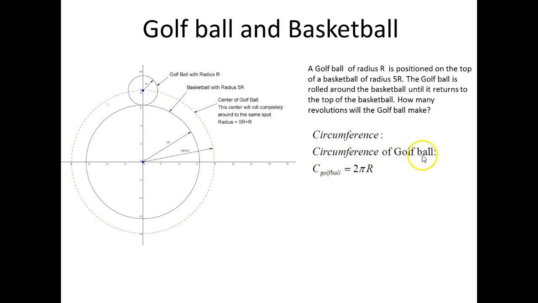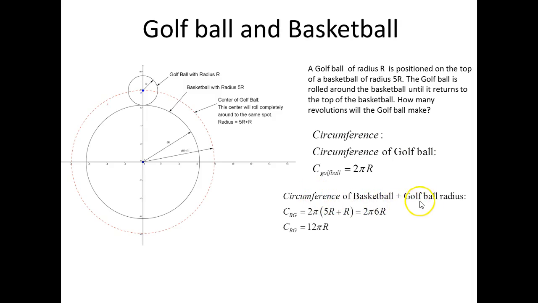So what's the circumference of the golf ball? The circumference of the golf ball is 2 pi times r. And what's the circumference of the basketball plus the golf ball? Well, the basketball plus the golf ball is 2 pi times (5r plus r). That's going to give us the circumference of this red dotted circle. And that's equal to 2 pi times 6r, which is 12 times pi times r.